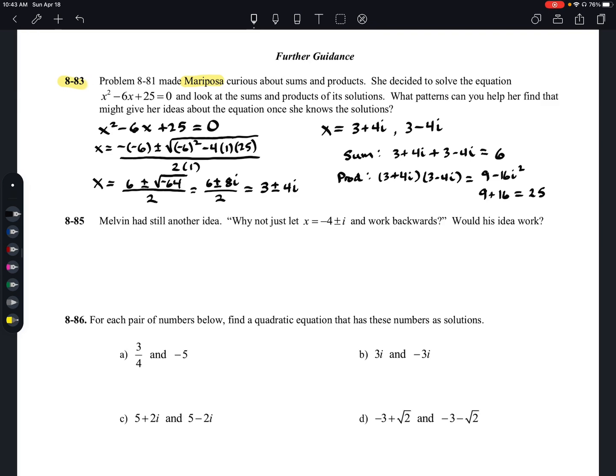Here's what I'm asking you to look at. Look at the equation that we started with. We see a -6 and a positive 25. So here we've got a positive 6 and a positive 25.